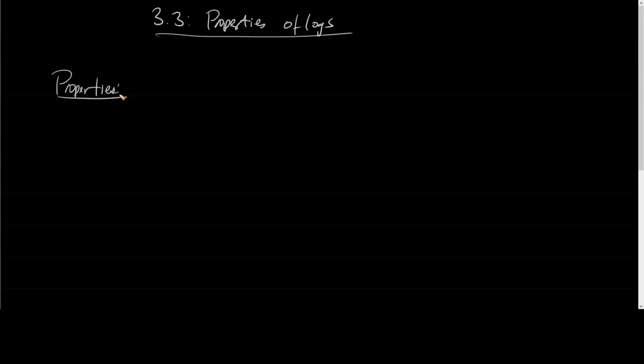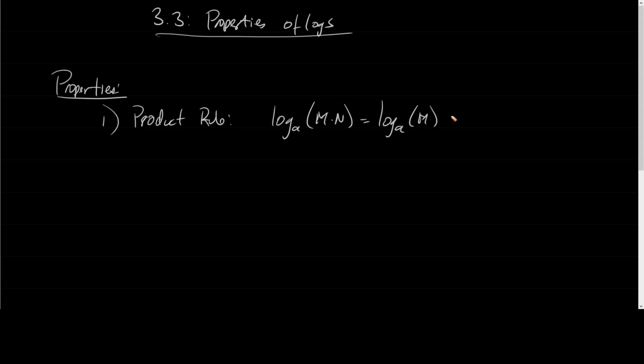This is chapter 3.3, which is on properties of logs. Let's look at the properties. We've got a property called the product rule. What this says is that log base a of a product, so log base a of m times n, is equal to log base a of m plus log base a of n.